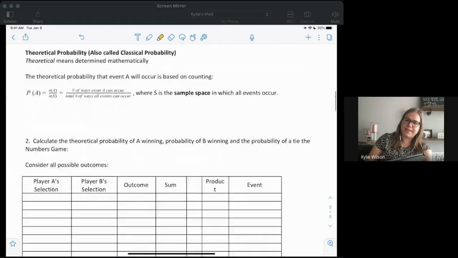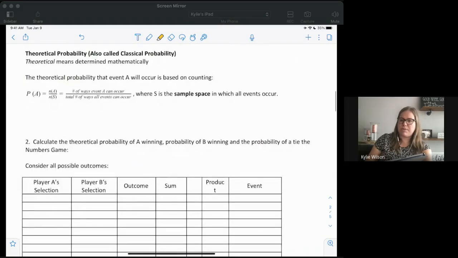So we'll try our theoretical probability. Theoretical probability is also referred to as classical probability. And theoretical means to be determined mathematically. So now, instead of having to do an experiment in order to figure out the probabilities, I am going to determine this mathematically. And to do that, we use our probability formula.